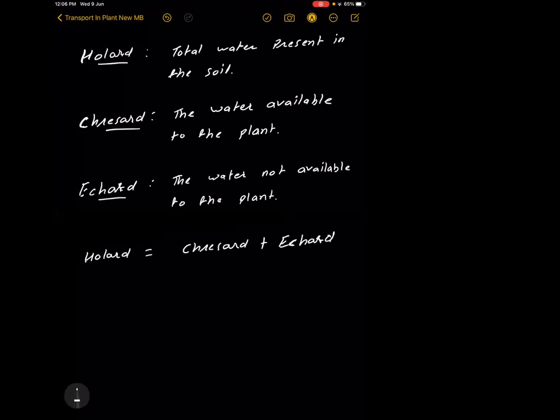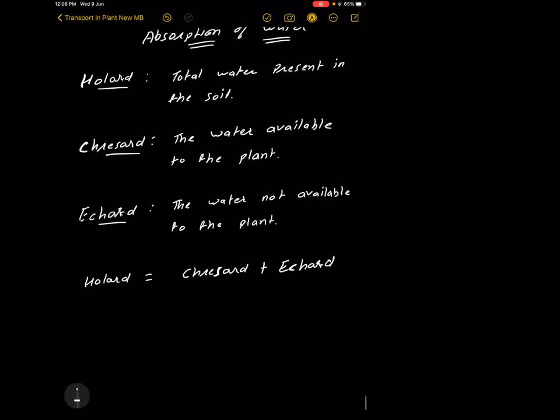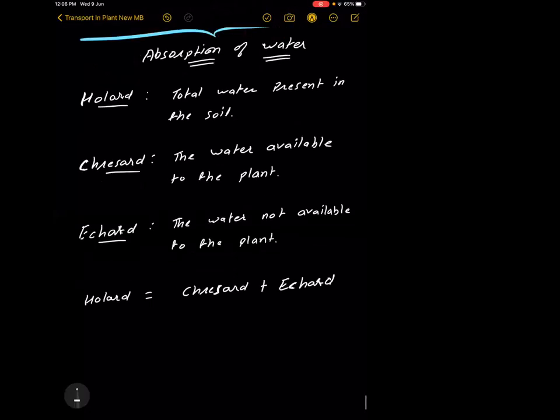That is Hollard. Clear? This is absorption of water. Hollard, Cressard, Ecard, three terms. Hollard means total amount of water present in the soil. Ecard means not available to plant, and Cressard means the available amount of water to the plant. So Cressard plus Ecard is equal to Hollard, no?